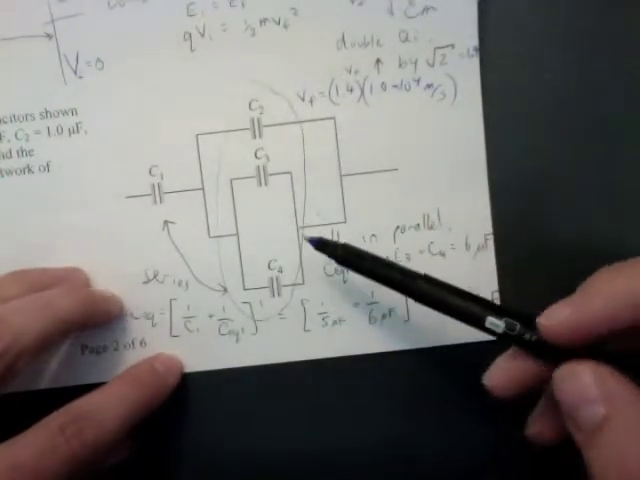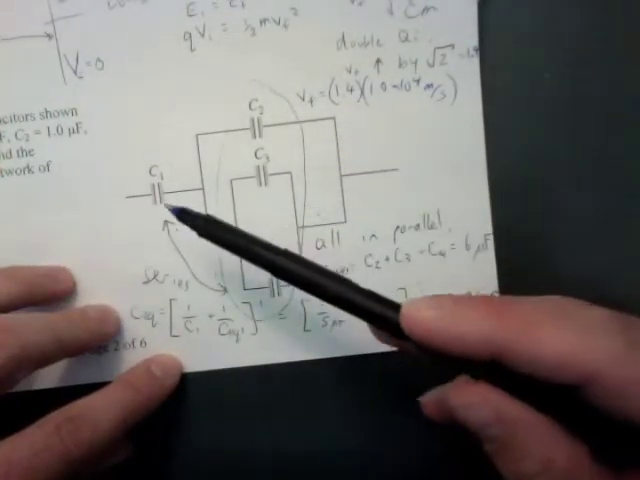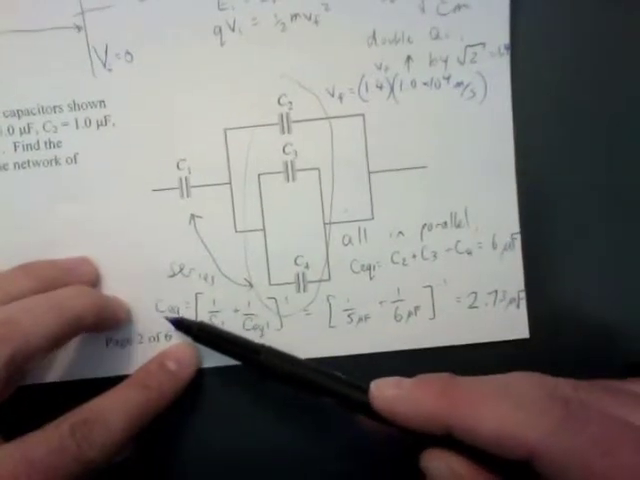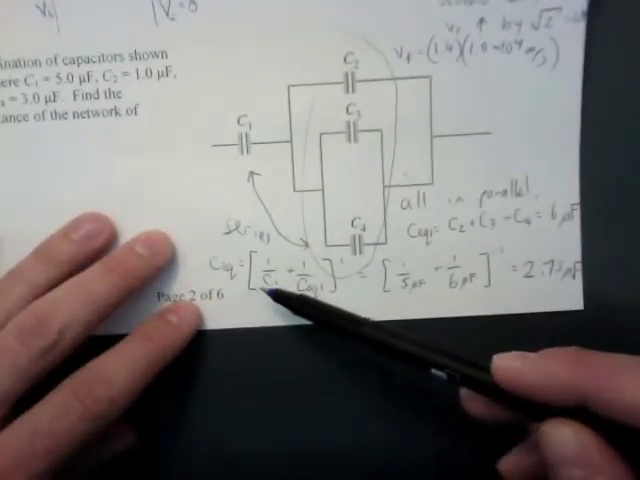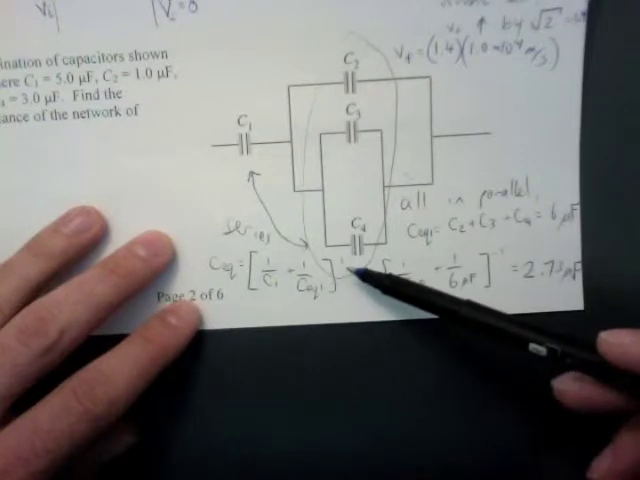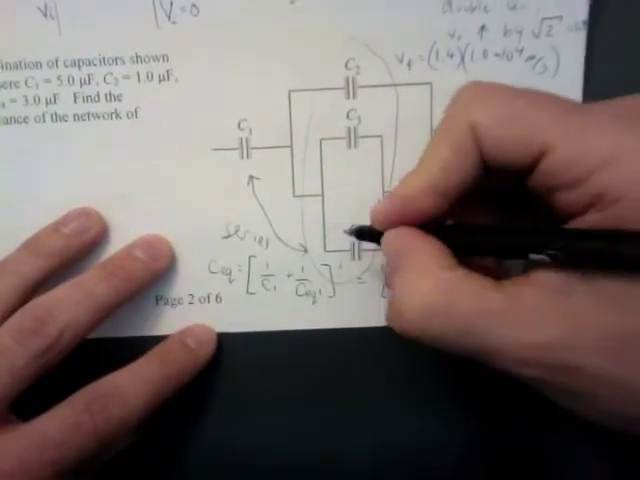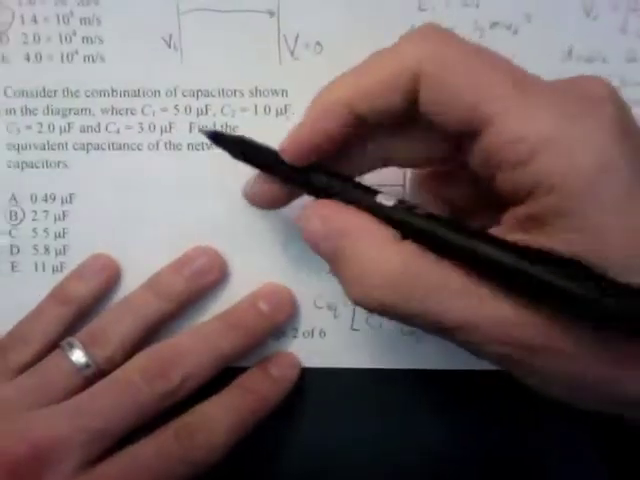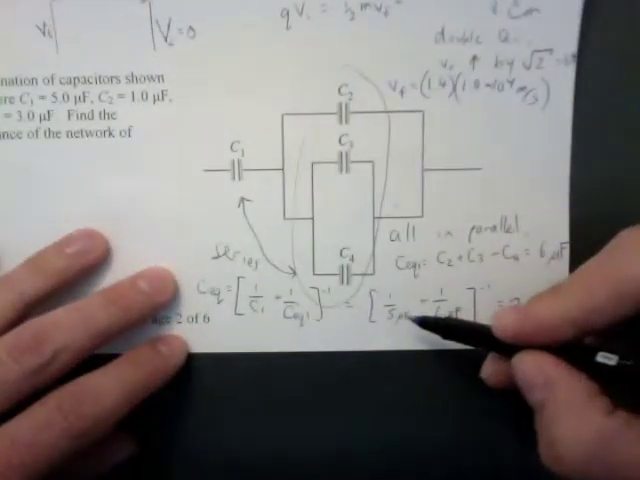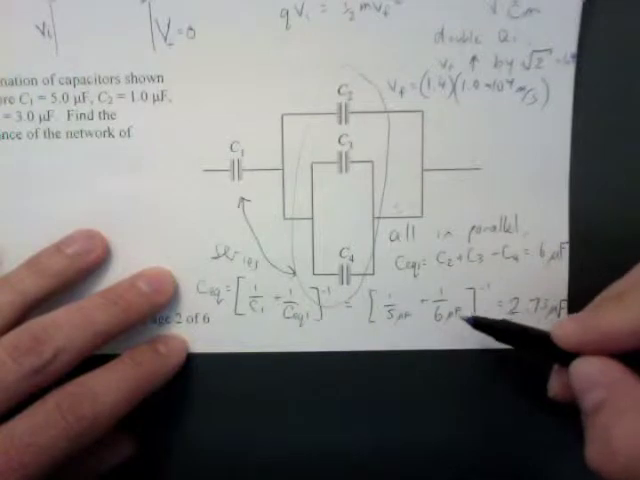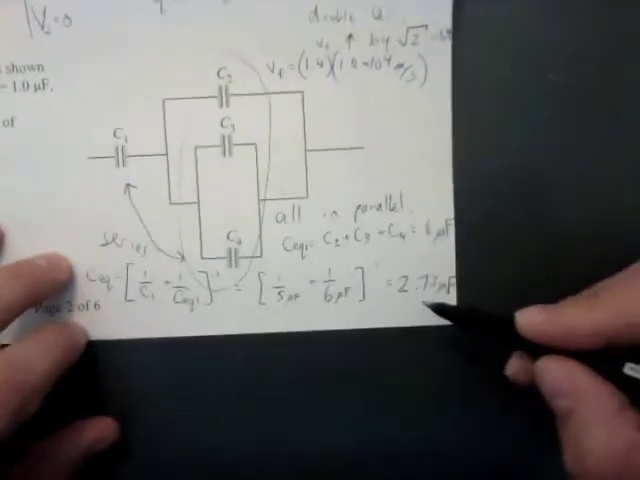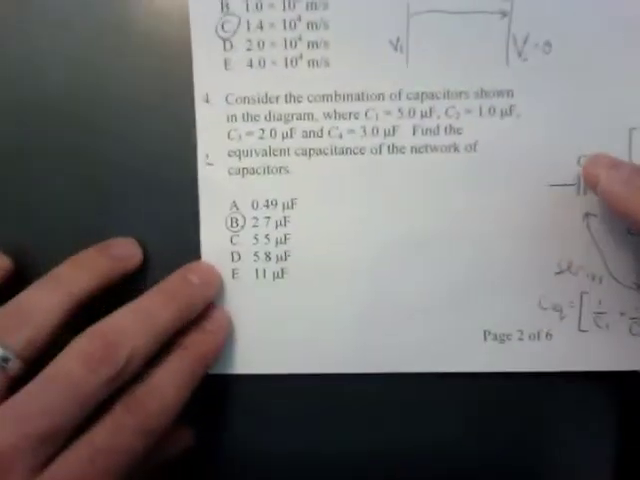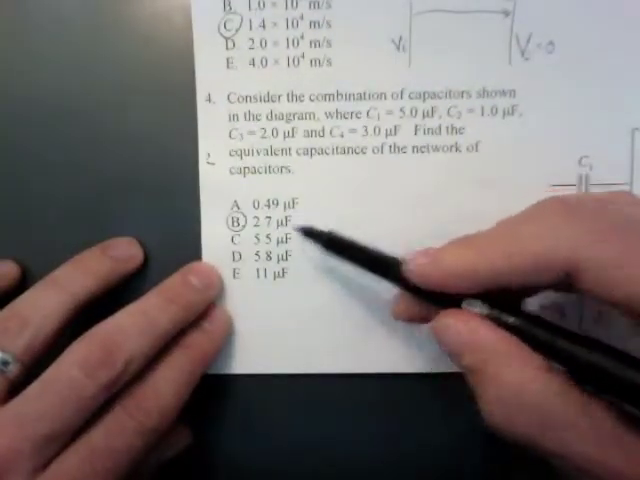So that part of the circuit is 6 microfarads, and now that's in series with C1. So the way to find equivalent capacitance for 2 capacitors in series is to add the reciprocals and take the power to the -1. And we find that it's 1 over 5 microfarads plus 1 over 6 microfarads, all to the power -1. We get 2.73 microfarads, which is closest to answer B.